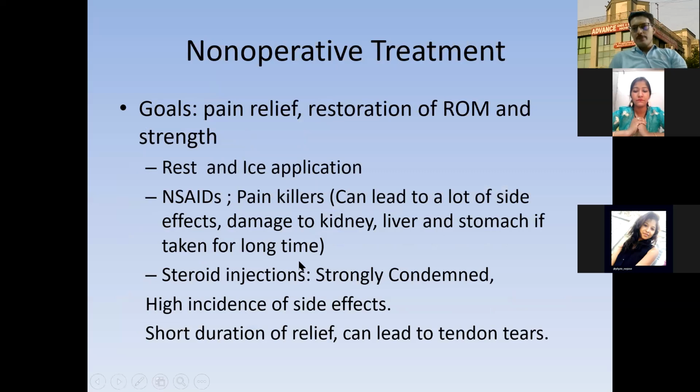Now, non-operative treatment, you must be aware. You can use ice application, rest, painkillers, and advise them SOS. Very important thing, you must check blood sugar and thyroid levels. Diabetes and thyroid problems are very commonly associated with shoulder problems. So in all of your patients, you must rule out any thyroid issues or diabetes or something like that.